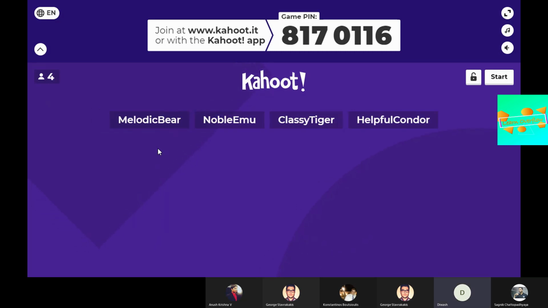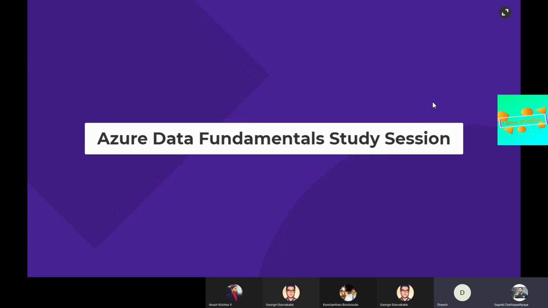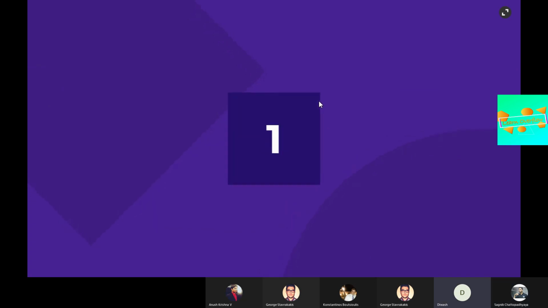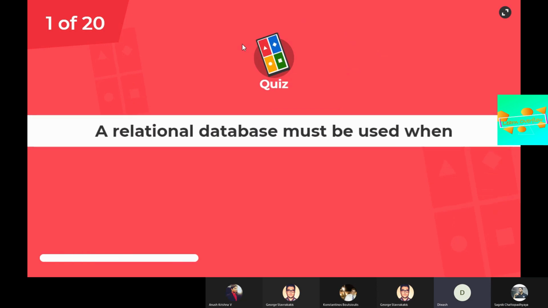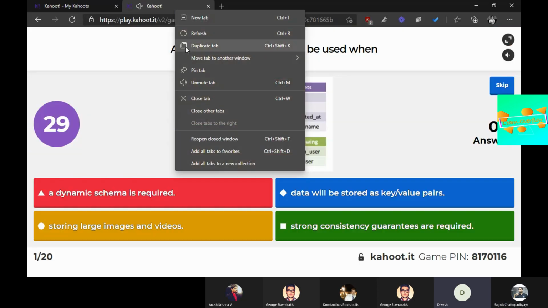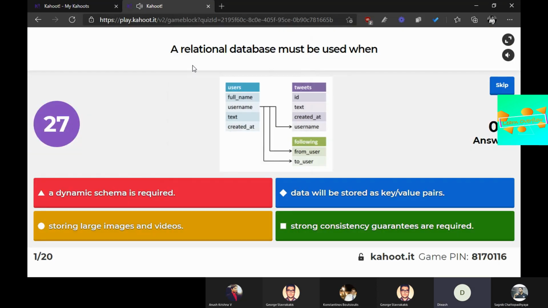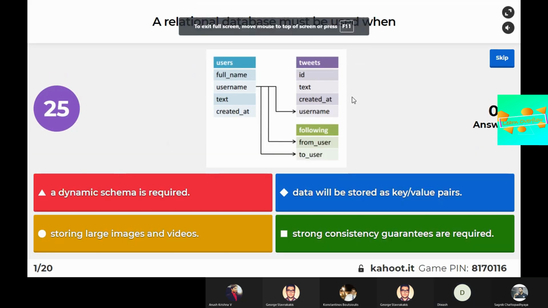Okay, let's start. I am Melody Bear. Helpful Founder would be Sagnik, Classic Tiger is Anush, and Novel Inu is George. Okay, start. Here there should be music coming on. Can you hear the music?